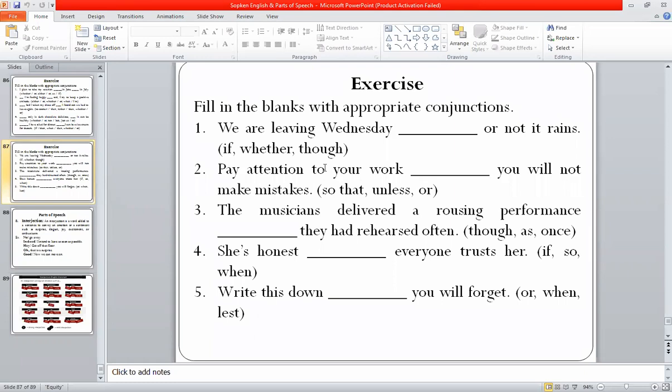Okay, so let's see another exercise, the last exercise of this lecture. Fill in the blanks with the appropriate conjunctions. The first sentence they have given: We are leaving Wednesday dash dash, or not, it rains. What would be the appropriate conjunction we can use here? If, whether, or though.